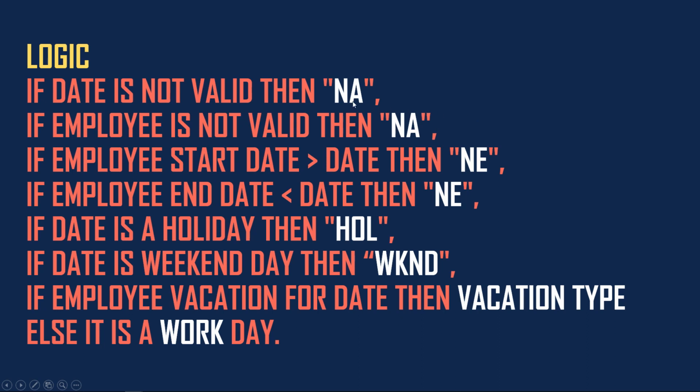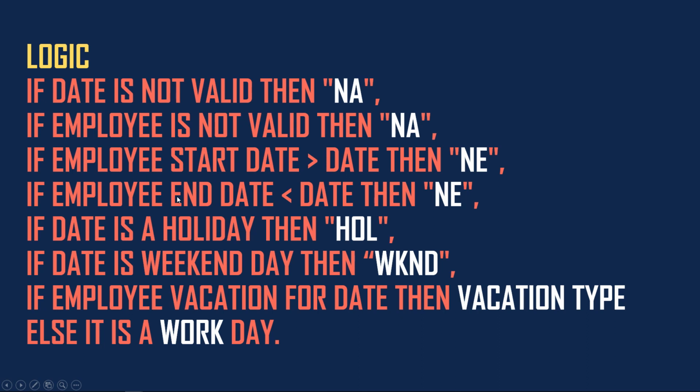I use as short as possible. At the same time, it is descriptive enough that I know what it's referring to. So if the date is not valid, then put NA. If the employee is not valid, employee again here means we only have 4 employees right now in the data set. So for the 5th employee data, I just wanted to say NA because it's not applicable. If the employee start date is greater than our current date, which means if the employee has not yet started, so if the employee started on May 20th, then on May 15th, the employee was not even employed. So we want to show NE as not employed.